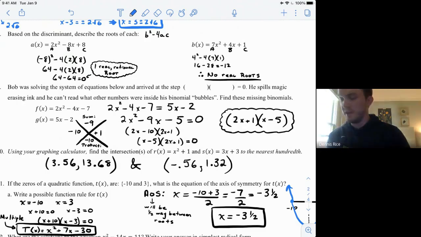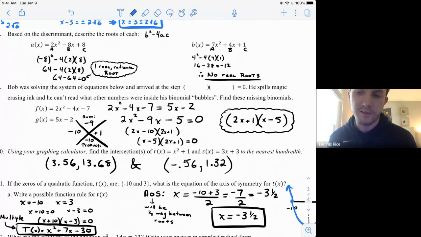Bob was solving, yeah, this was a weird one. I had to be creative with how I created this one because I wanted you to find what the factors were. You had a multiple choice like this today. So basically, what was the step right before he would have solved it? It's forcing your hand into factoring it. So it was 2x plus 1 times x minus 5. You basically have to start the problem from the beginning.